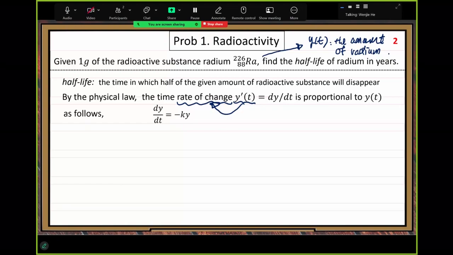Next. The physical law tells us the rate of change is proportional to the original function. That's the statement of the physical law. There is no name for it. Some big laws have names, right? But this is a relatively small physical law, so there is no name. But it's a law. How to get it? You may ask me how to get it, right?